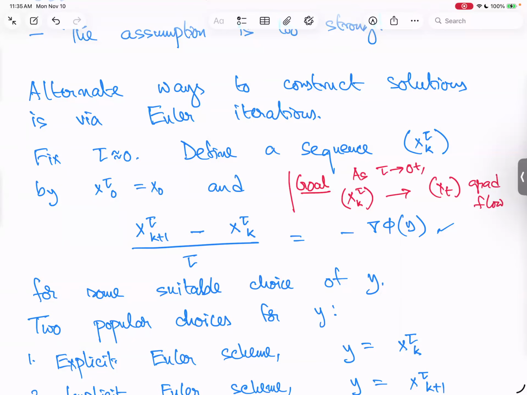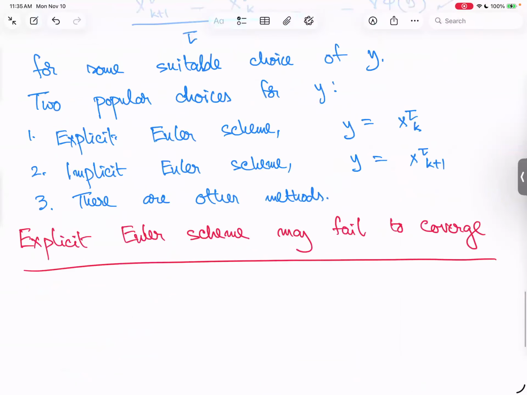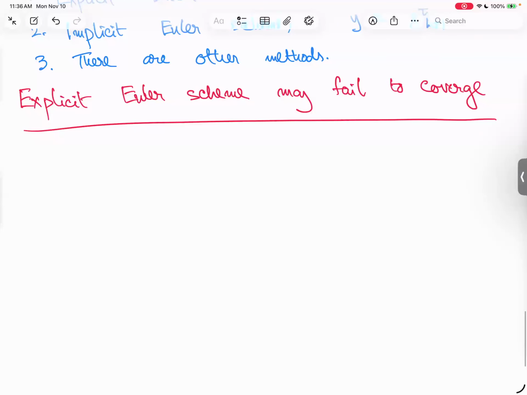Are you good? Are you good so far? Any questions? All right, okay. So the explicit Euler scheme may fail to converge.